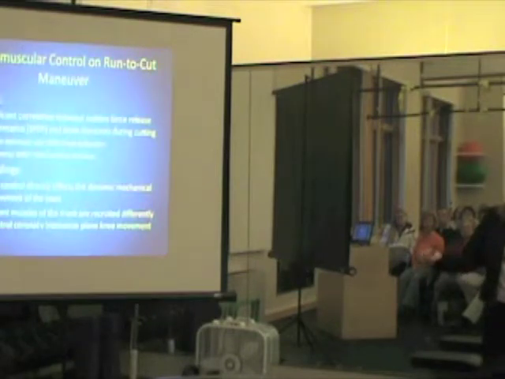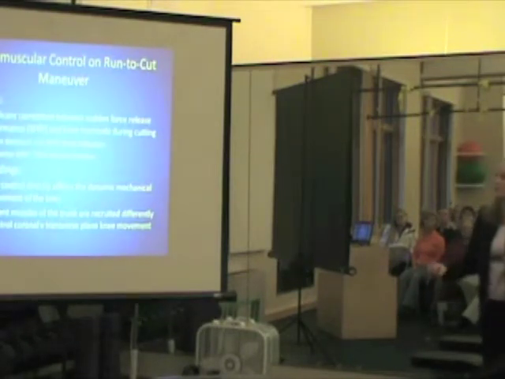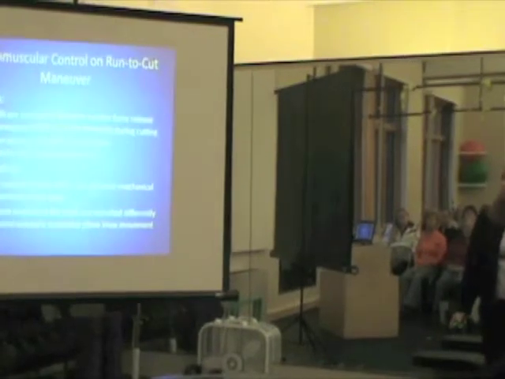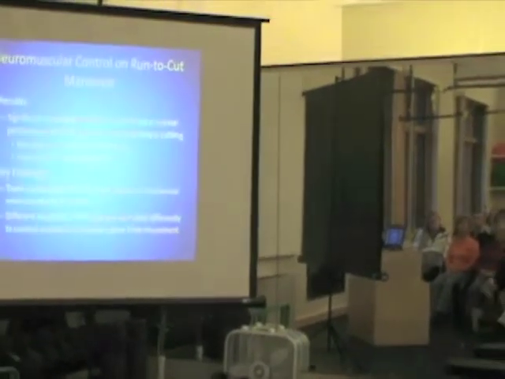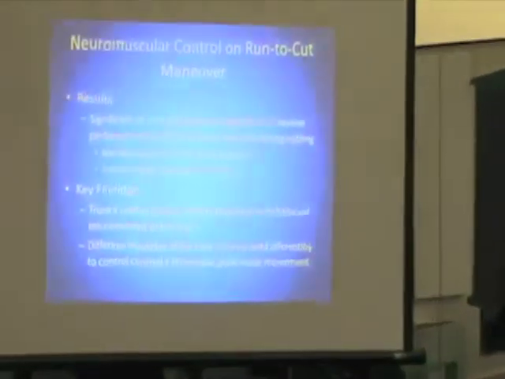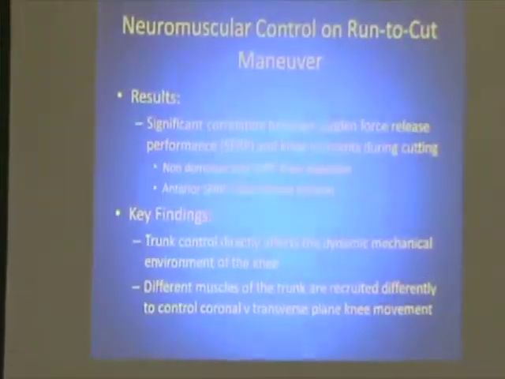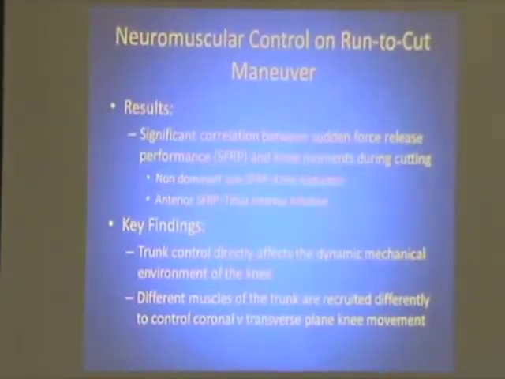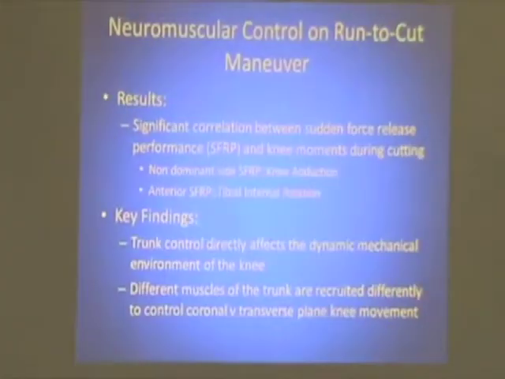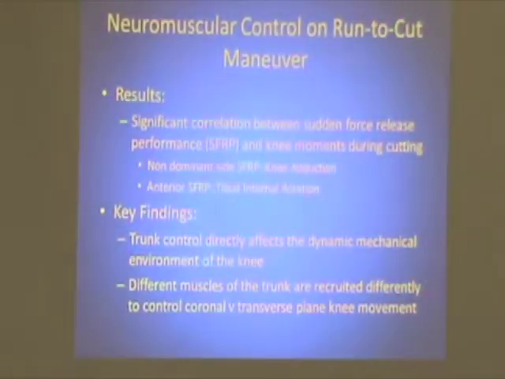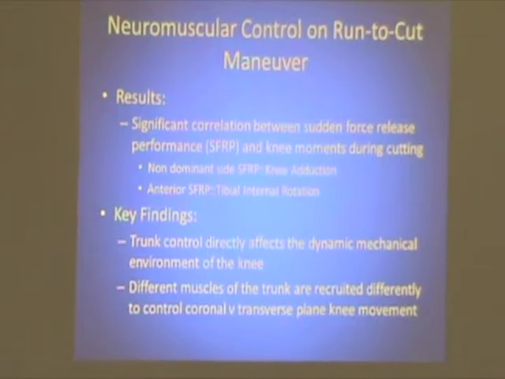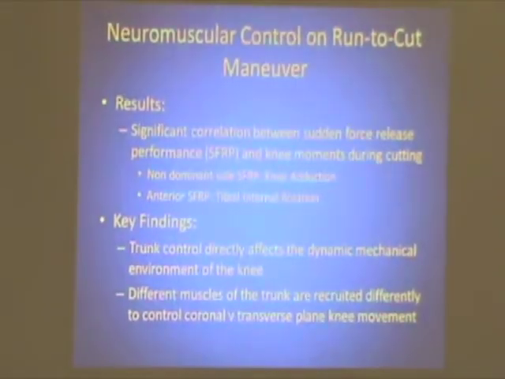What they found was that there was a significant correlation between their performance on sudden force release and the movement of the knee. So if they were weak when you let go and they had a big movement before they regained equilibrium, they were more likely to have a big adduction moment or tibial rotation moment when they cut. So that's that position that puts the ACL at risk in a cutting maneuver.